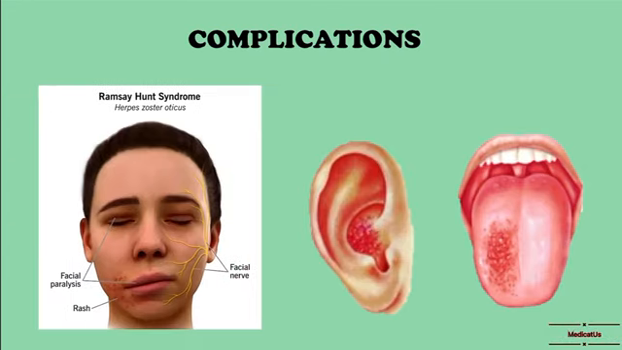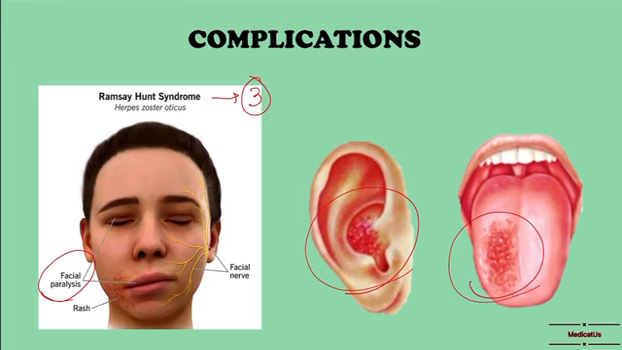Now the next complication is the famous Ramsay-Hunt syndrome, which has involvement of the geniculate ganglion of the seventh nerve. It has a triad of 3: the first is facial nerve palsy, second is vesicles at the external auditory meatus with otalgia, and third is loss of taste sensation in the anterior two-thirds of the tongue.